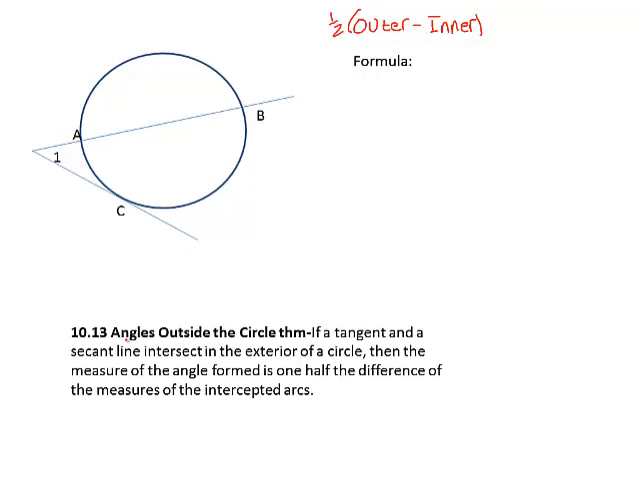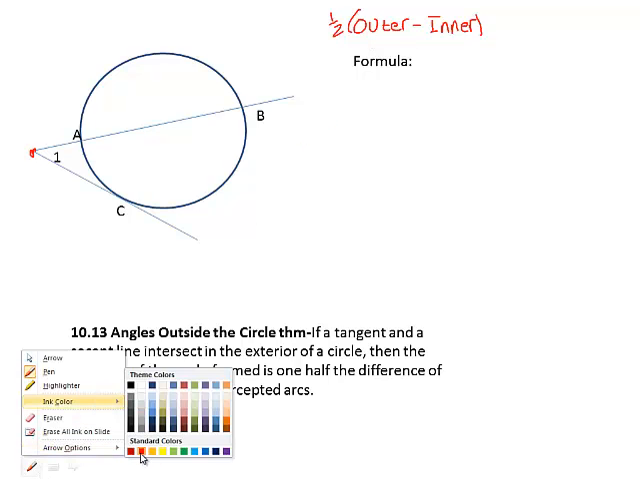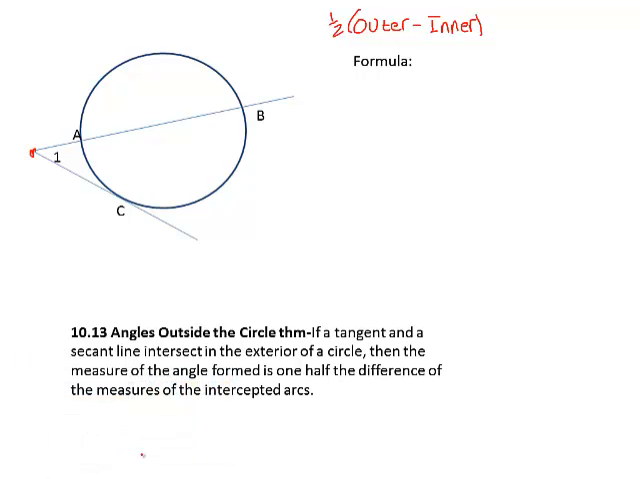So I have the angles outside the circle theorem. If a tangent and a secant line intersect in the exterior of a circle, so there's my exterior intersection, then the measure of the angle formed is 1/2 the difference of the measures of the intercepted arcs. So we have outer minus inner times 1/2. So you have to identify what your outer arc is. So in this case, my outer arc is this one right here. That's my outer arc.